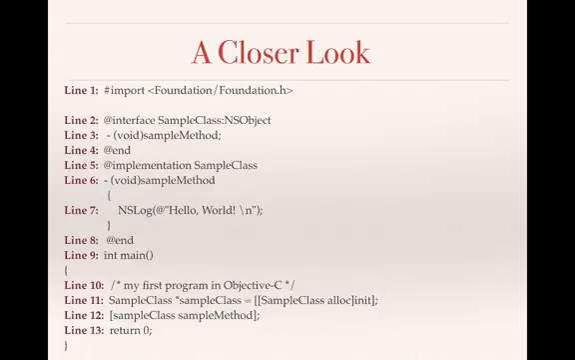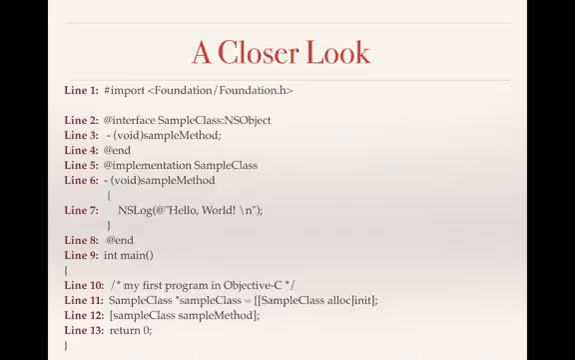Line 6 shows the implementation of a method called sampleMethod. Line 7, the line of code to be executed for the method sampleMethod. Note that the curly braces are at the beginning and the end of the code to be executed. And then line 8, the next line, @end, marks the end of an implementation file. Line 9, the next line, int main(), is the main function where program execution begins.